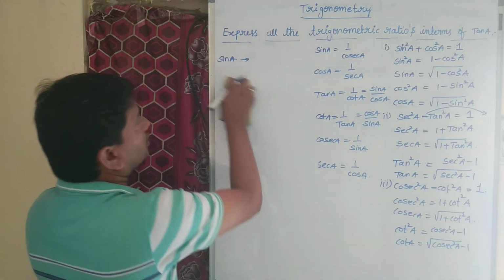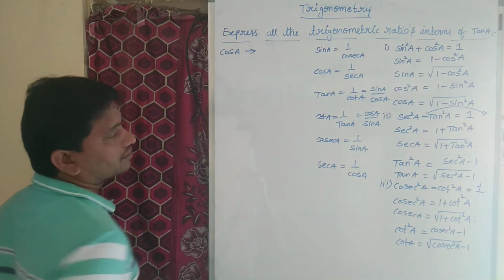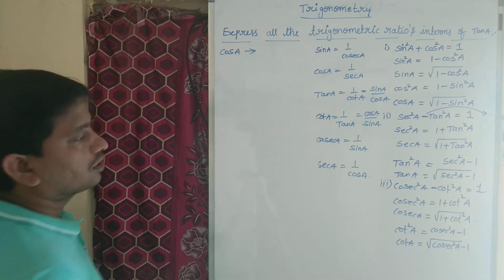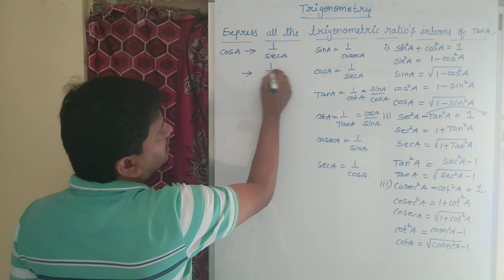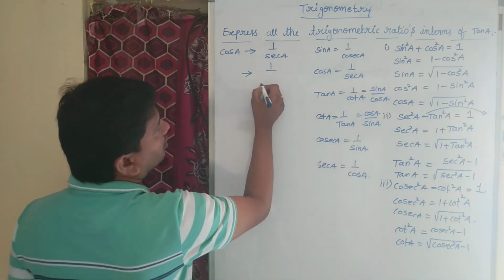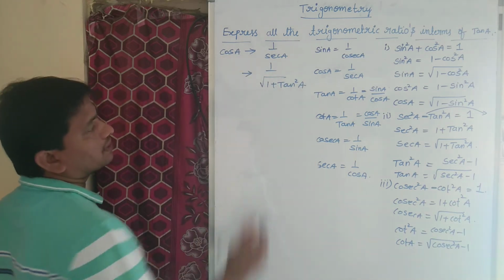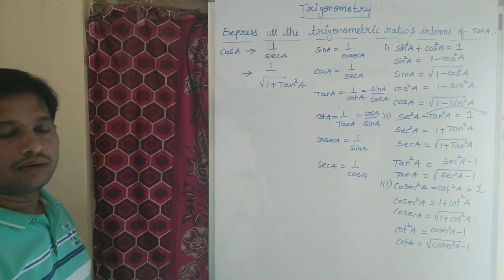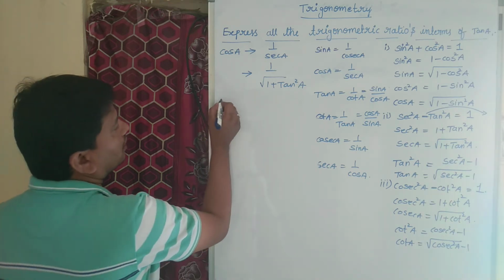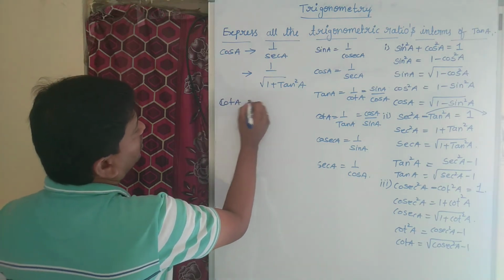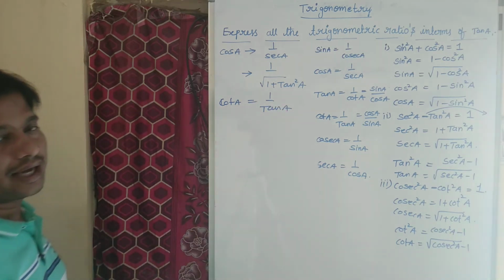Now cos in terms of tan. How can I write cos? Cos means reciprocal of sec, right? Sec A is nothing but root over 1 plus tan square A. See, cos we expressed in terms of tan. Cos A is nothing but 1 by root over 1 plus tan square A. Now coming to cot A, it is nothing but simply 1 by tan A. Cot we expressed in terms of tan.